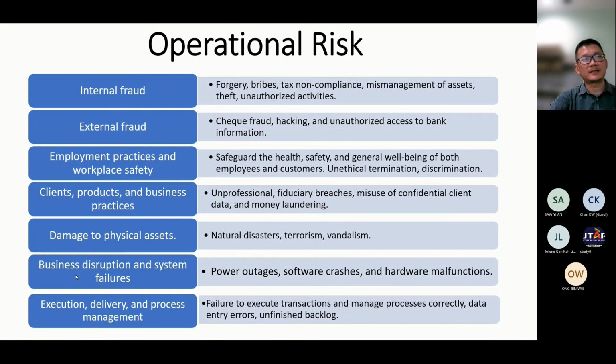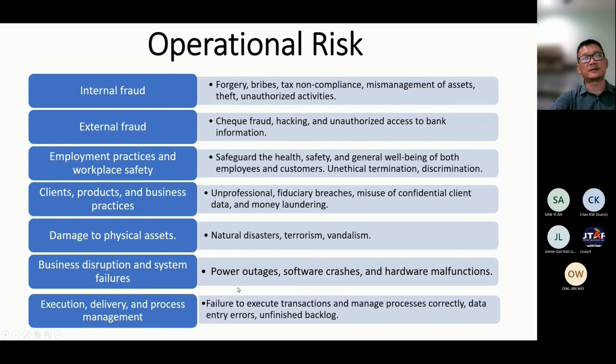Next, business disruption and system failure. This is quite common nowadays because of system and hardware malfunction. We always hear at bank branches, the bank staff telling you, oh, system hang today, system down today. Why does this happen? Because this is also part of operational risk, and one of the reasons the bank cannot carry out operational activities smoothly.